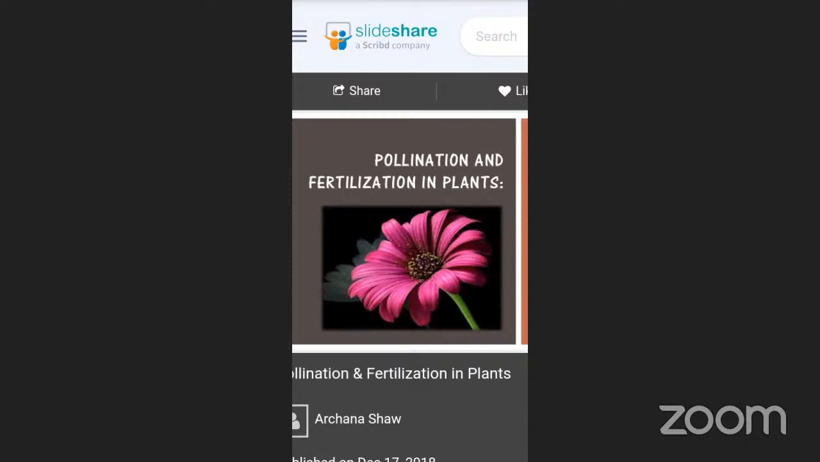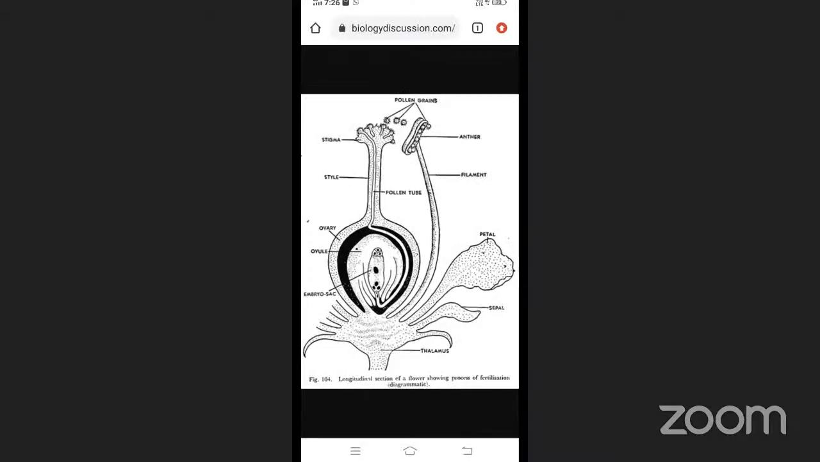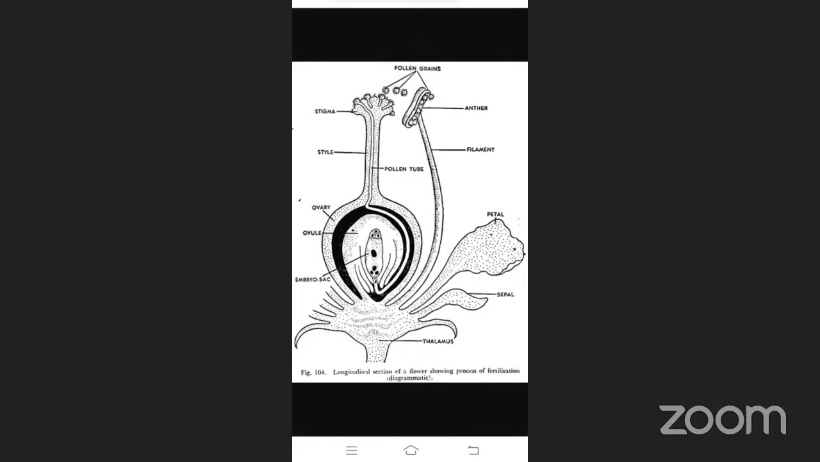This is a special character present in the angiosperms. So what is double fertilization? Double fertilization and triple fusion. Double fertilization means two nuclei from the male gametes fuse with the egg, that is, the micropylar nucleus plus the chalazal nucleus.